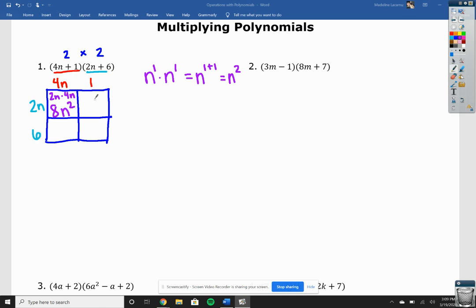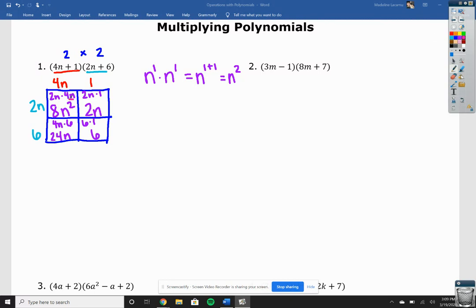For this box right here, that's going to be 2n times 1. Anything times 1 is just itself, so we'd get 2n. For this one, we have 4n times 6. 4 times 6 is 24. Then we only have 1n, so just 24n. In our last box, we have 6 times 1, which of course is 6.